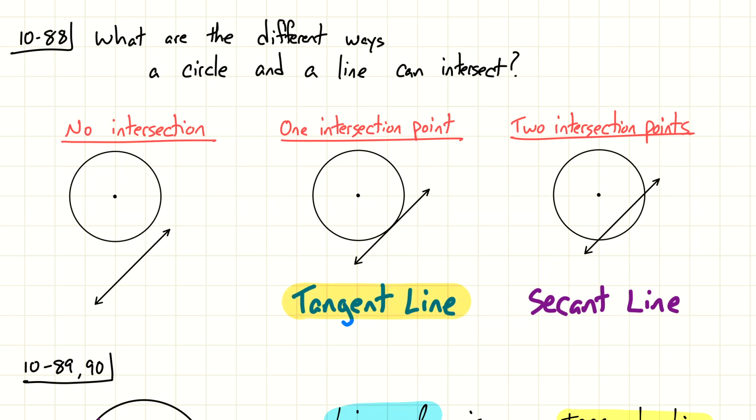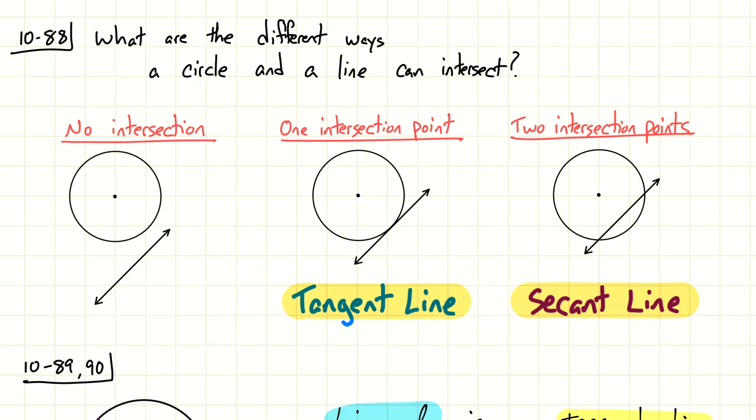And in the event that the line crosses the circle twice, so have two intersection points, it would look something like this, where we see these two intersection points. In this case, we call this a secant line. Right, so those are the two types of lines that you need to be familiar with.